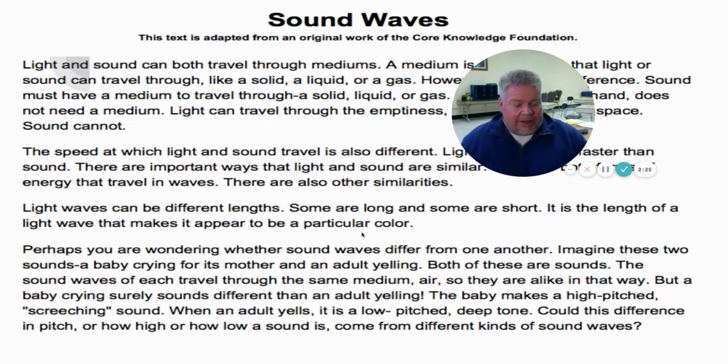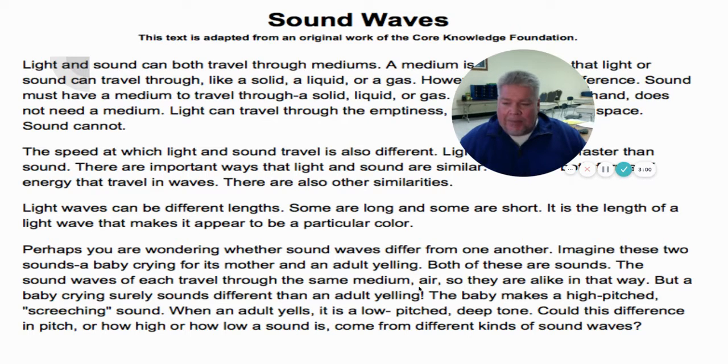So we talked about this earlier in the year when we looked at the electromagnetic spectrum. We looked at the colors of white light being split into the different shades, and each shade has its own wavelength. Perhaps you're wondering whether sound waves differ from one another. Imagine these two sounds, a baby crying for its mother and an adult yelling. Both of these are sounds. They're loud sounds, aren't they? The sound waves of each travel through the same medium, air, so they're alike in that way. But a baby crying surely sounds different than an adult yelling.